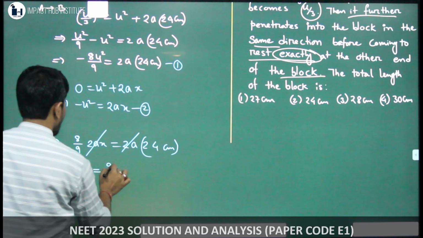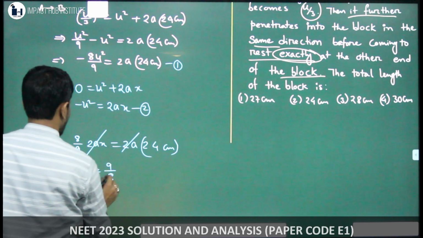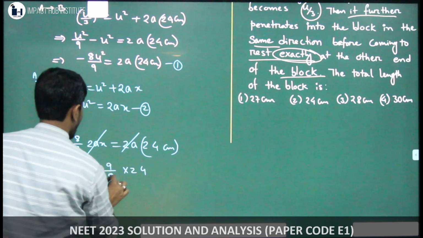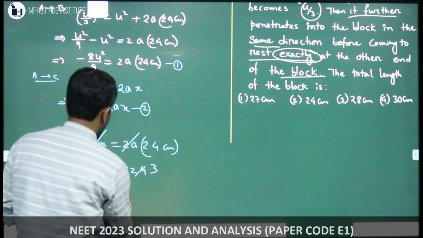X will be equal to 9 by 8 multiplied by 24, so this will be equal to 3, and the answer will be 27 centimeter.